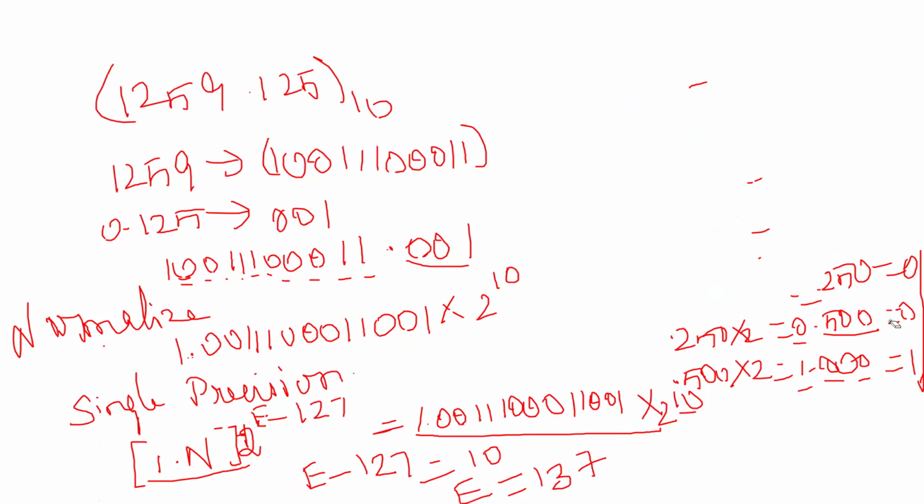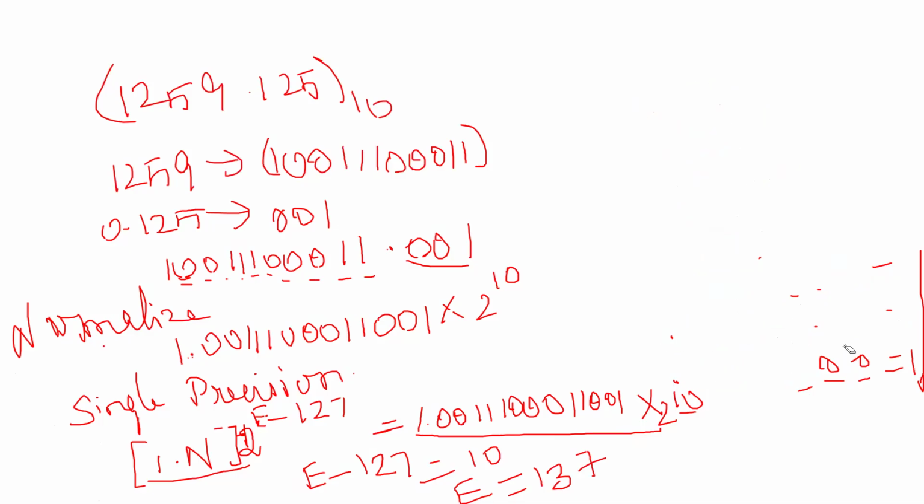Just a single precision we can do here. Double precision again we have to do some other place. Okay, now this 137 we have to calculate in binary format. For the binary format of 137 we have to divide again. So what is the answer we will get?